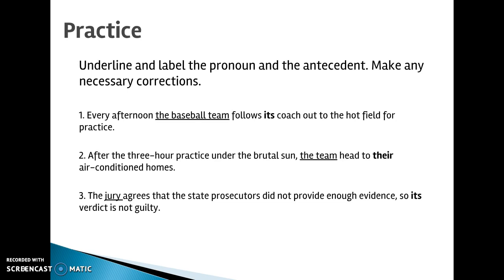They each kind of go to their different homes. So that one's a little bit tricky, but we're referring to multiple parts of the collective noun. The third one, the antecedent jury, should agree with the pronoun its because the jury came to one single verdict together. It's referring to a singular verdict, not a plural. So again, collective nouns can be a bit tricky, but essentially they're singular unless referring to multiple parts of the collective noun.